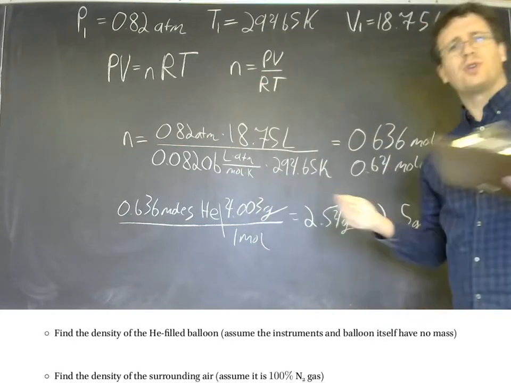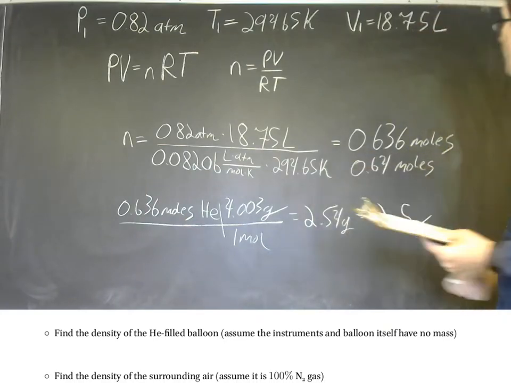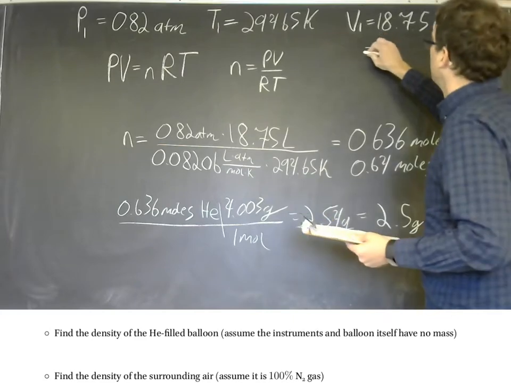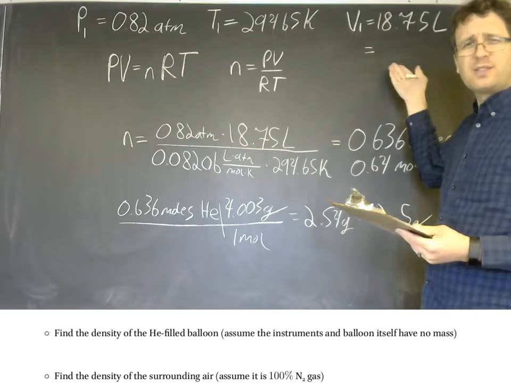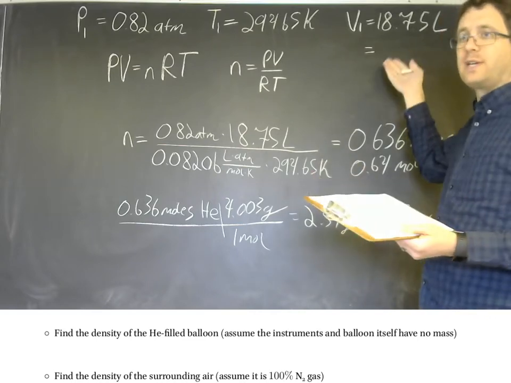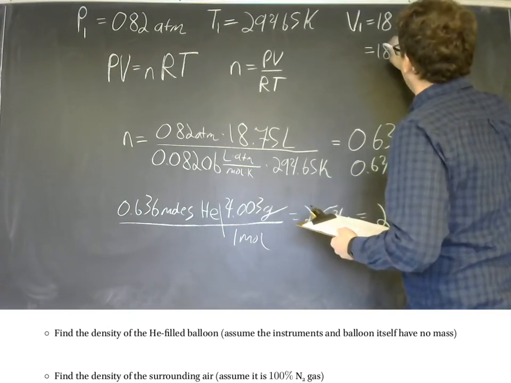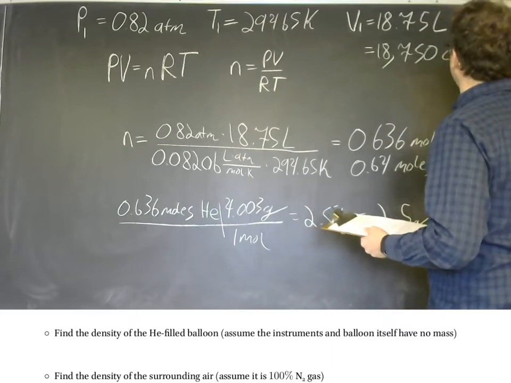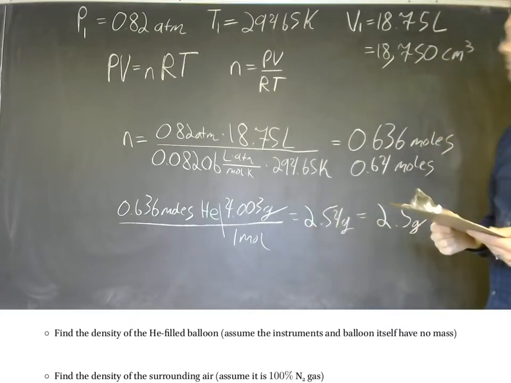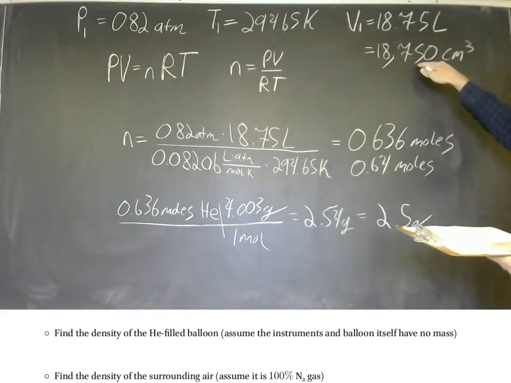To find the density, and usually densities of substances are in units of grams per cubic centimeter, we'll want to first convert this volume into cubic centimeters. A cubic centimeter is the same as a milliliter, so every liter is just 1,000 cubic centimeters. That means we have 18,750 cubic centimeters. And so the density of the balloon is going to be the mass divided by its volume.